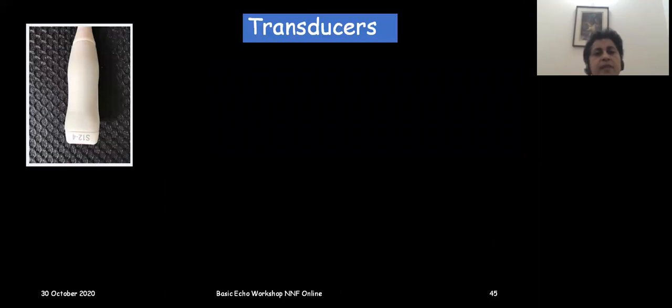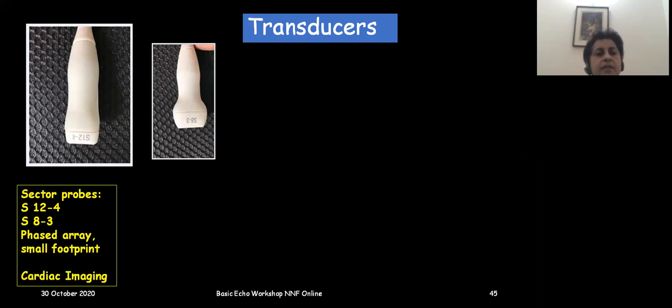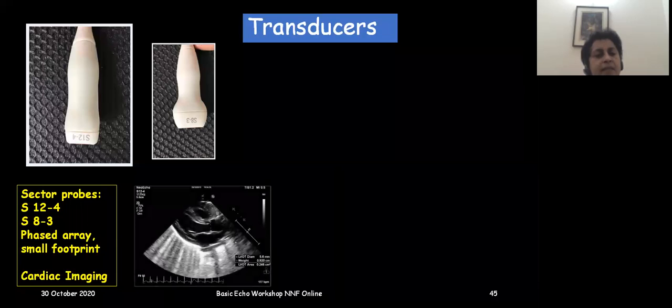So these are some of the transducers that I have in the unit. These are called the sector probes. The image is something like a triangle. This stands for sector, and these are multi-frequency probes, as all probes now come today. 12.4 is ranging from 4 megahertz to 12 megahertz.